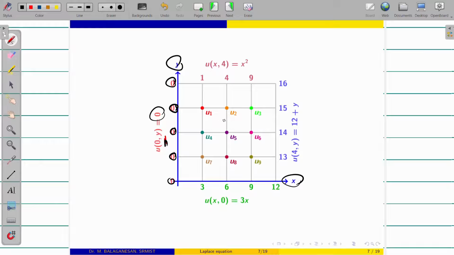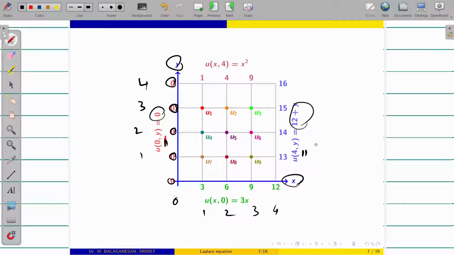What is the next boundary condition? U of 4 comma y equal to 12 plus y. This is the second boundary condition. So u of 4 comma y equal to 12 plus y. That means x equal to 4. This is the x equal to 4 line. X equal to 0 line is this 0 line. This is 1, 2, 3, 4. Similarly for y, it is the 0 line, 1, 2, 3, 4. Clear? Now u of 4 comma y equal to 12 plus y.